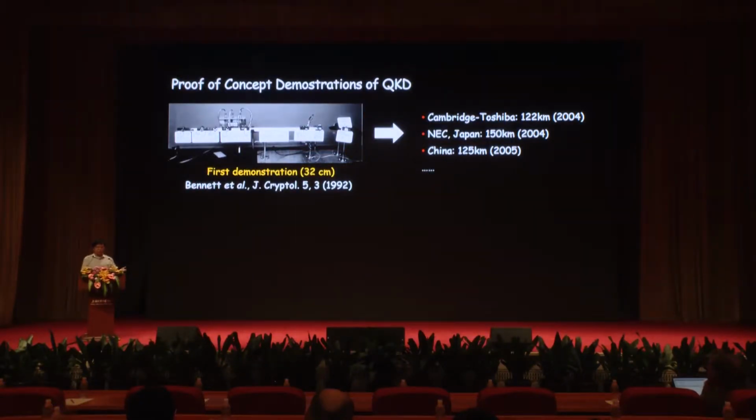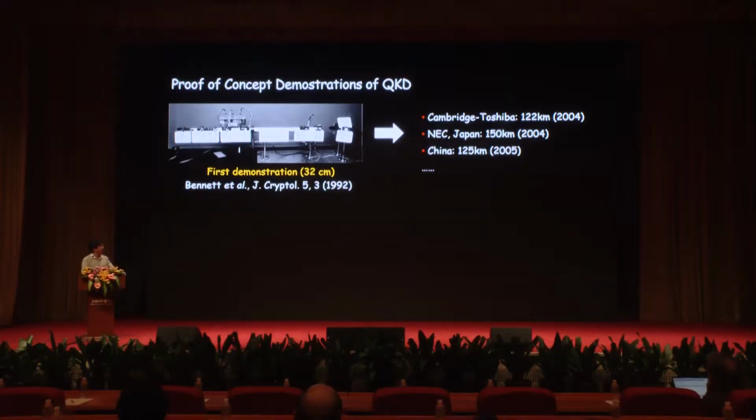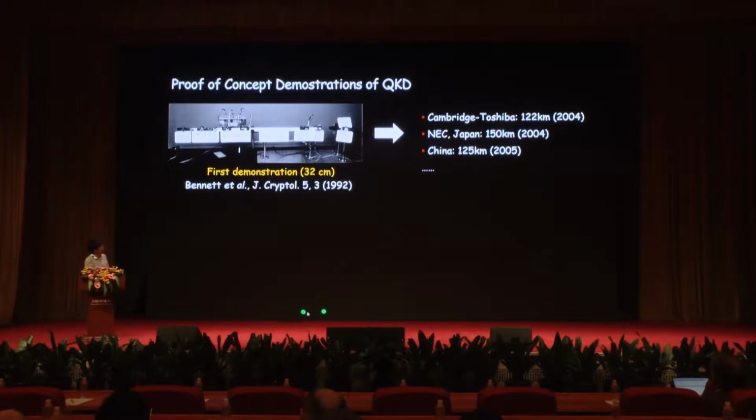After the celebrated BB84 was proposed, there was a lot of work. I skipped a little since I cut some background slides. The first demonstration was done on a table over 32 centimeters. If you want to use it, of course, you want at least about 100 kilometers. If you are separated by 10 kilometers, you just can't go there. Since 2005, the distance has exceeded 100 kilometers, but there were some severe problems.